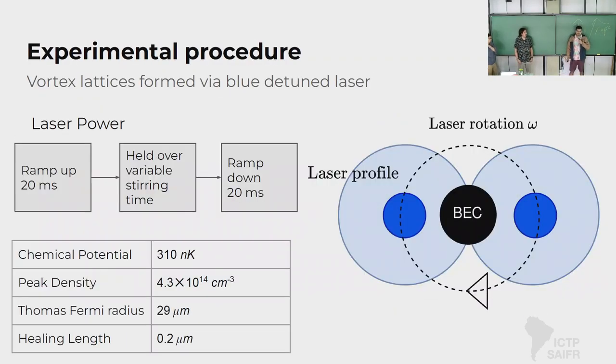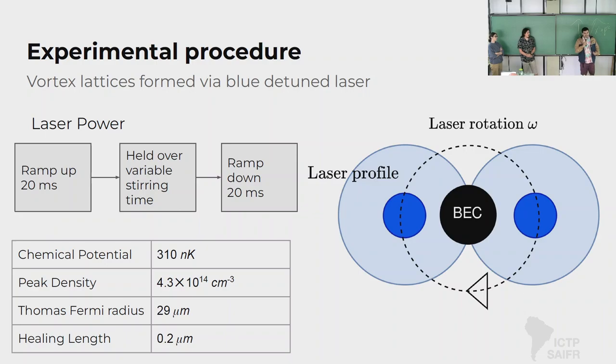All right, so now for the experimental procedures, the authors use 5 times 10 to the 7 sodium atoms contained in a cylindrical trap with varying aspect ratios. For most of the results, however, they used a weak trap of 84 hertz in the radial direction and 20 hertz in the axial one. The main parameters of the condensate can be seen in the table. They had a chemical potential of 310 nanokelvin, a peak density of 4.3 times 10 to the 14 inverse cubic centimeter, a Thomas-Fermi radius of 29 micrometers, and a healing length of 0.2 micrometers.